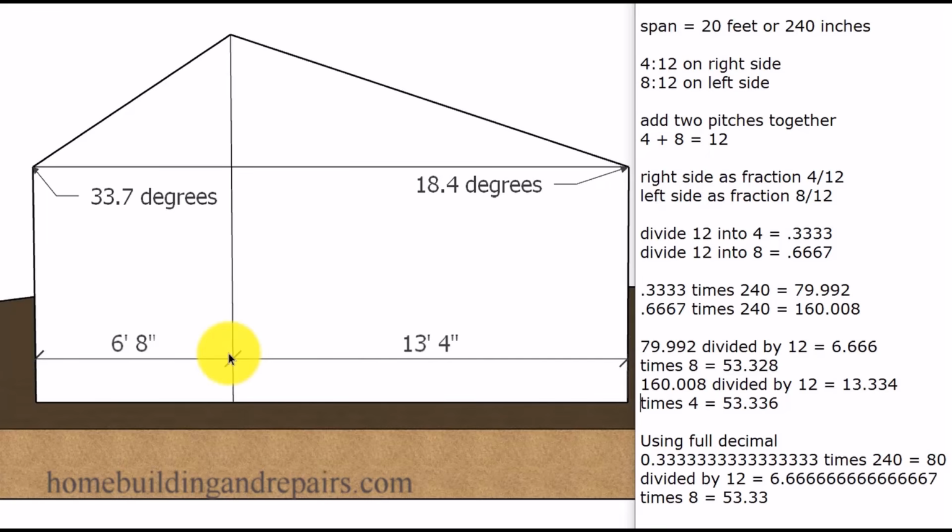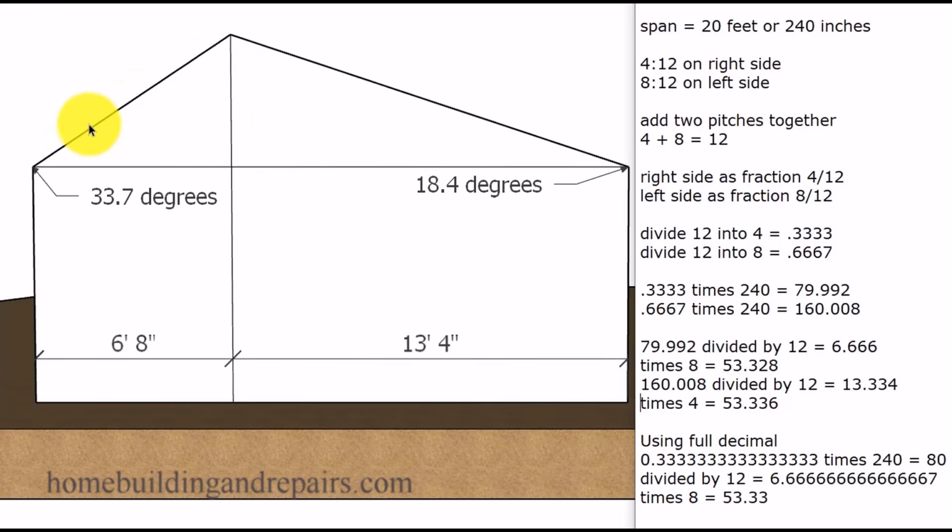Now this is where it can get tricky. You're going to need to apply the smaller horizontal measurement, and in our example that measurement is going to be 80 inches, to the side with the steeper pitch. So this will be the 8 and 12 roof pitch. Apply the larger or longer measurement of 160 inches to the side with the shallower pitch. This will be the pitch with the 4 and 12.